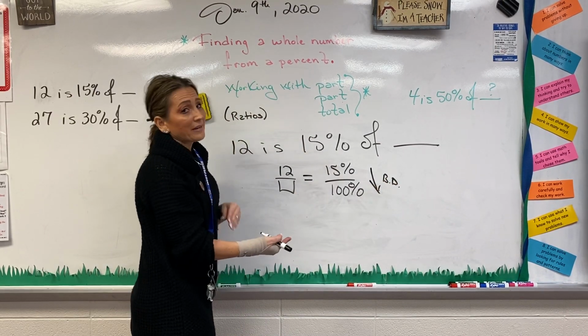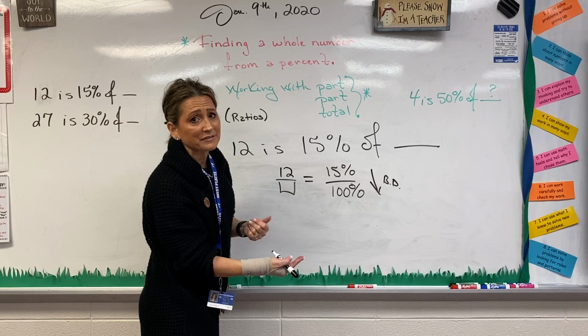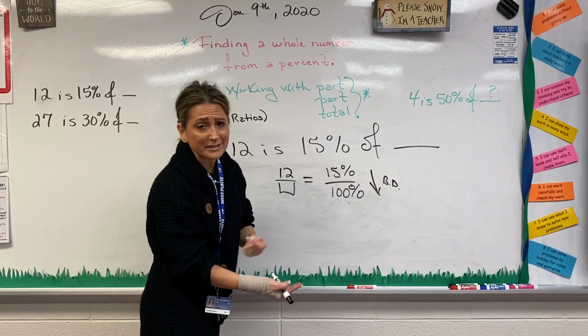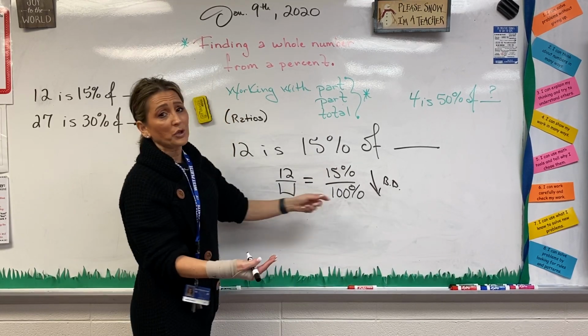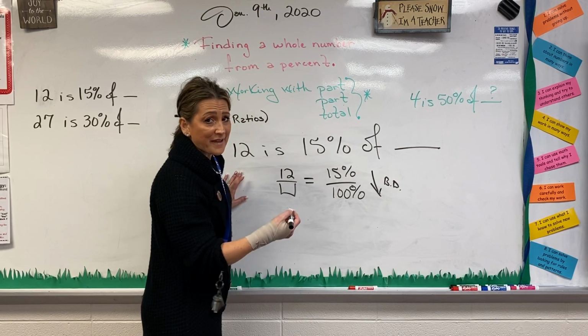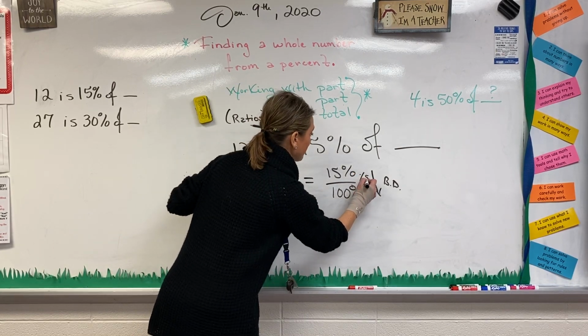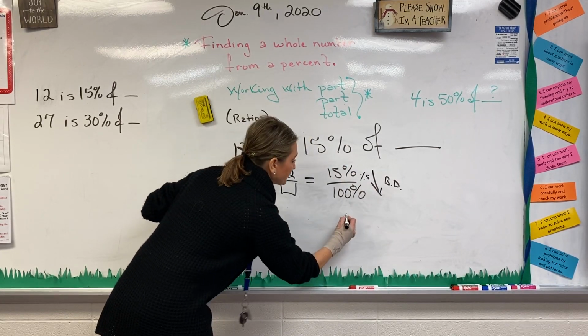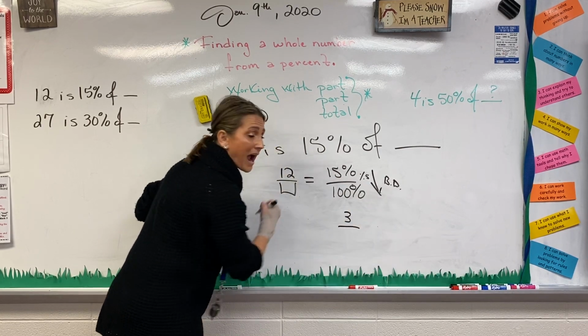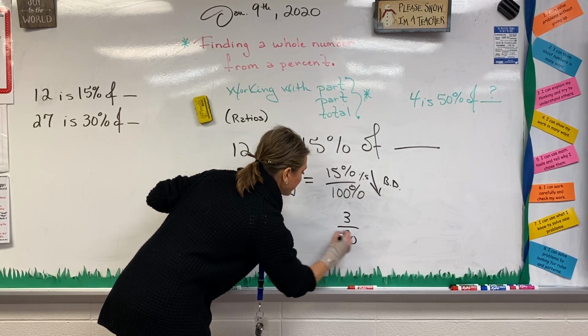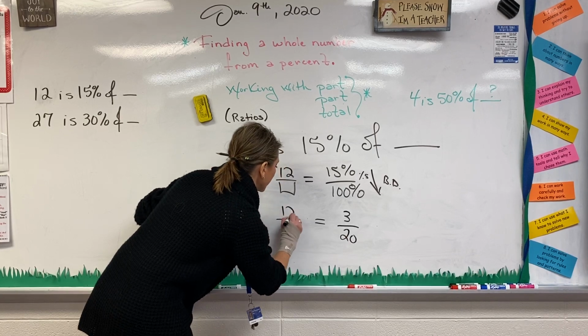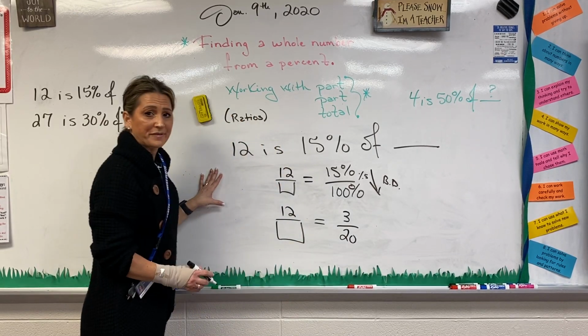I look at it. I've got to know my LCMs and GCFs, my least common multiples, my greatest common factors. 15 will not go into 100 evenly, so I'm just going to divide this by 5. Divided by 5. 5 into 15 goes 3. 5 into 100% goes 20. And that still has to be equivalent to 12 over something.